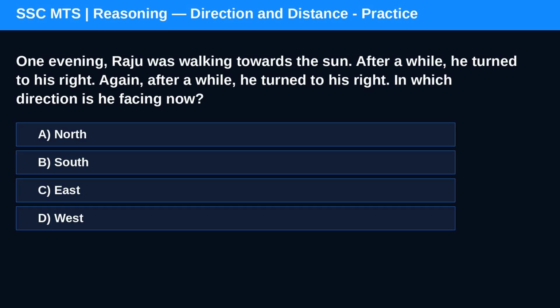Question 14. One evening, Raju was walking towards the sun. After a while, he turned to his right. Again, after a while, he turned to his right. In which direction is he facing now? Option A north, option B south.